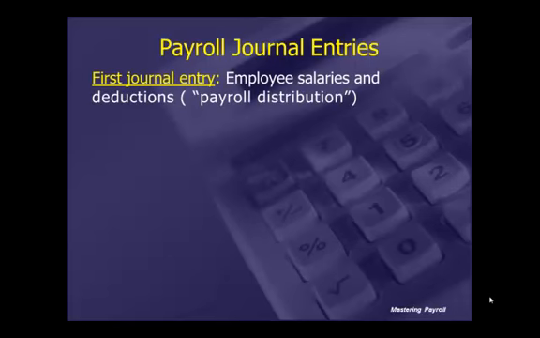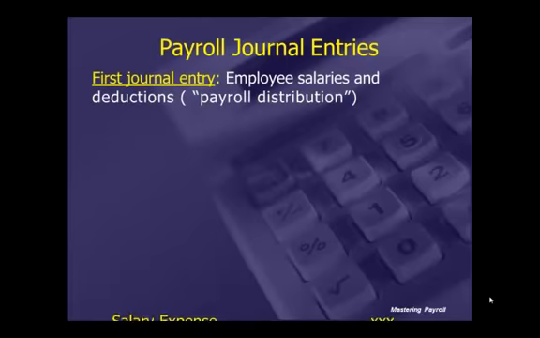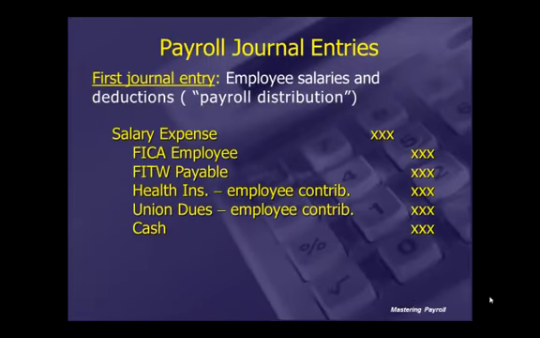The first journal entry, the payroll distribution, would look like this, where you're going to be debiting salary expense, crediting your FICA, your federal income tax, your health insurance, your union dues. All of those four I've just mentioned are liabilities. They may very well all have payable on them. That would make it easier to identify. And then a credit to cash is for the net payment.